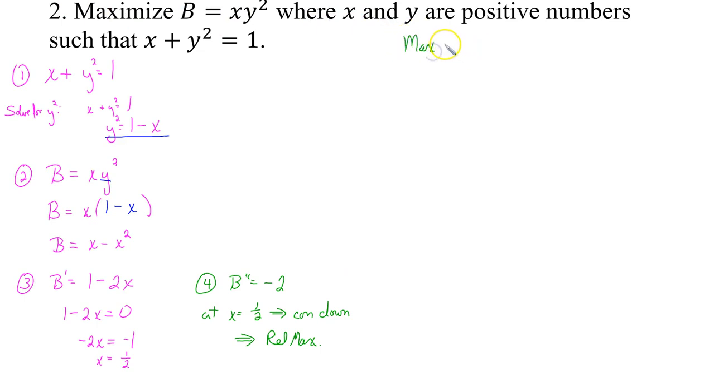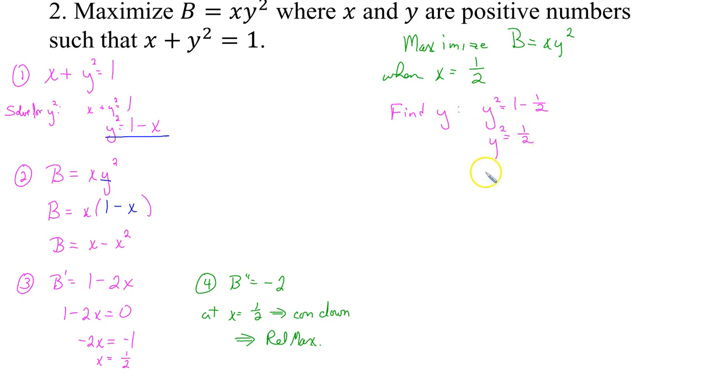So maximize the function b, x is equal to y squared, when x has a value of 1/2. And now we just need to find the y value. So let's find y. And so we're going to use the fact that y squared is equal to 1 minus x, or 1 minus 1/2. So y squared is equal to 1 minus 1/2, which is 1/2.